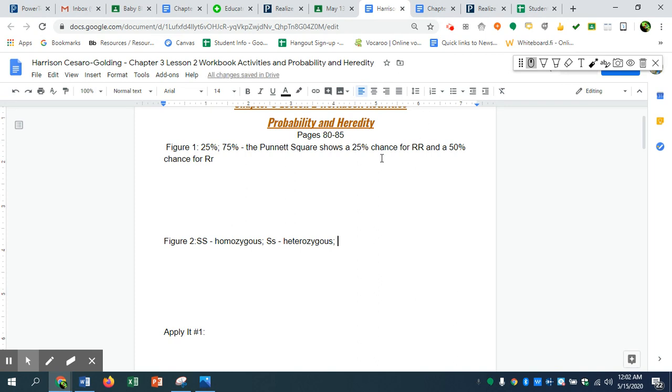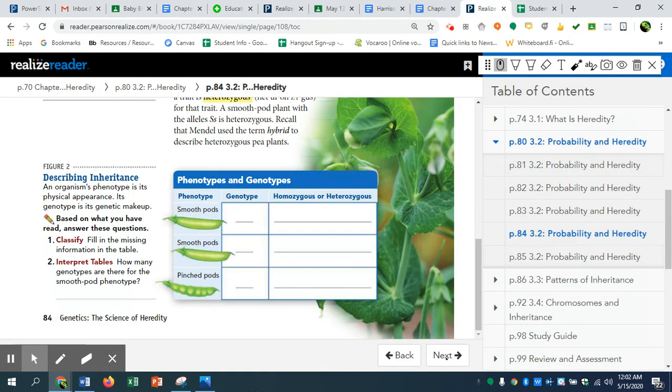And then the final combination, I don't have to flip back. We can have two lowercase s's. So that would be the pinched pea pod. Now, are those two letters the same or different? They're the same. So again, that would be homozygous. Okay. These fancy words just mean the same or different.